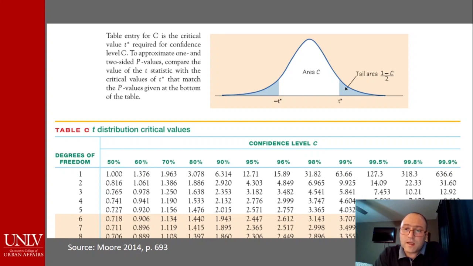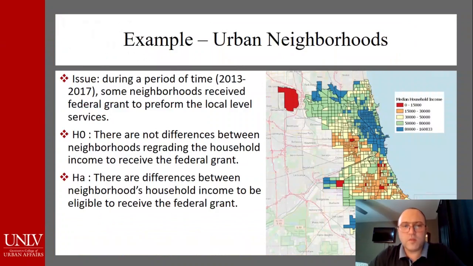When our p-value is less than a certain amount, we can reject the null hypothesis, except that when our p-value is greater than the certain amount, we cannot reject the null hypothesis. You can use this table to find the confidence level and required p-value to reject the null hypothesis. Here I'm going to use an example to show you how you can apply the t-test to urban studies.